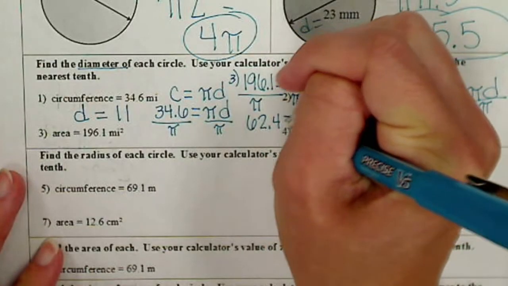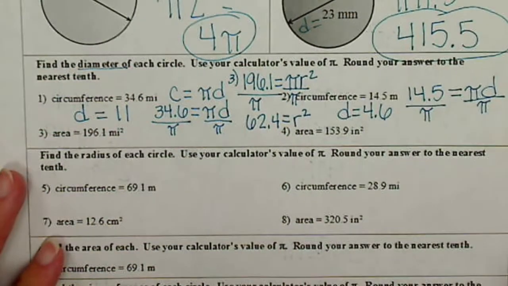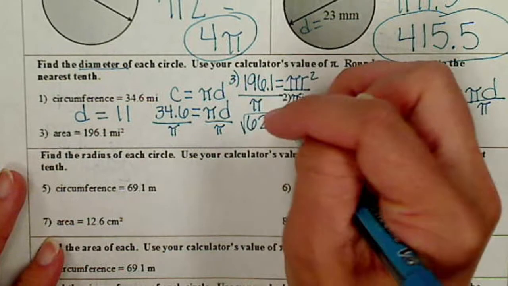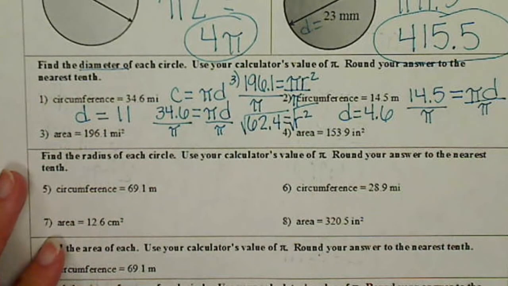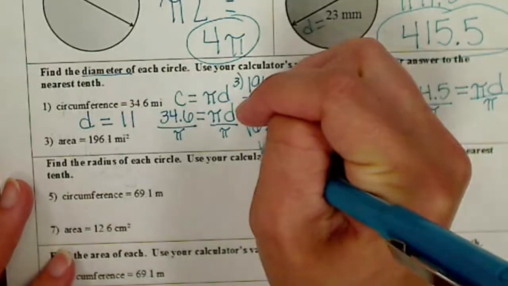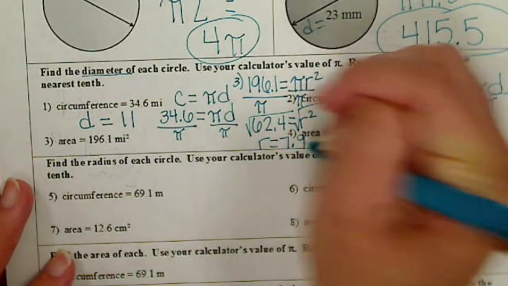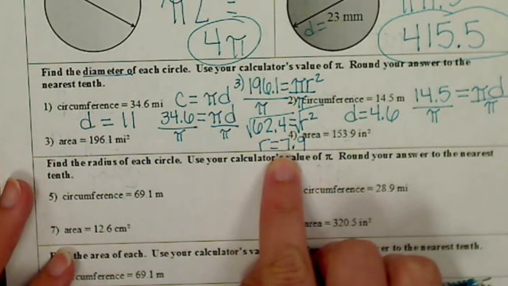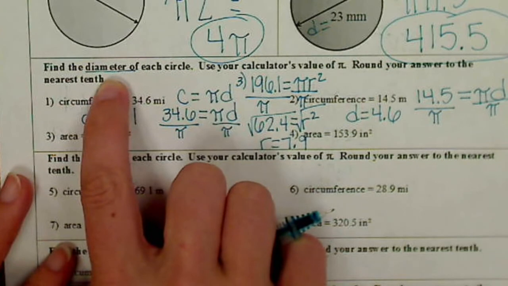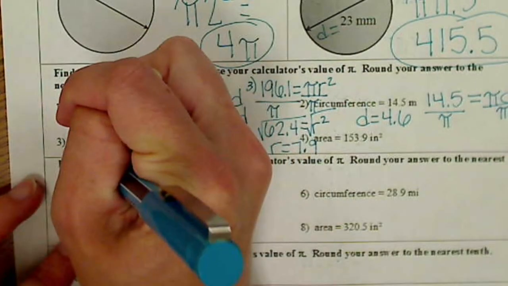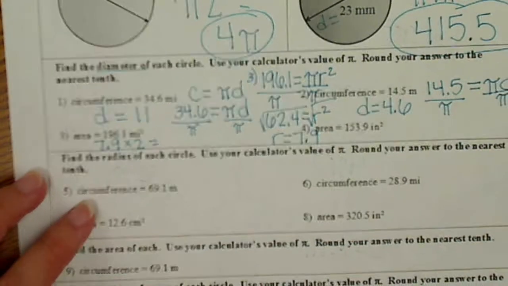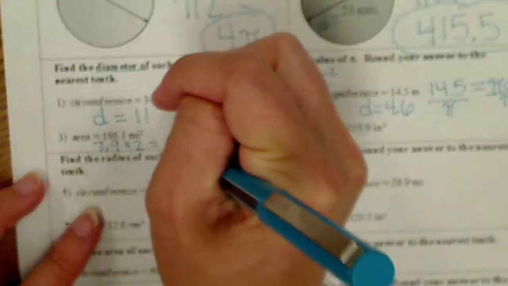62.4. Well, I still have this r squared here. So to get rid of the square, we take the square root. So I'm going to take the square root of 62.4 and I get 7.9. Now, the problem is I just found my radius. This question asked me to find diameter. So I need to take my radius and times it by 2 and I will have my answer, 15.8.